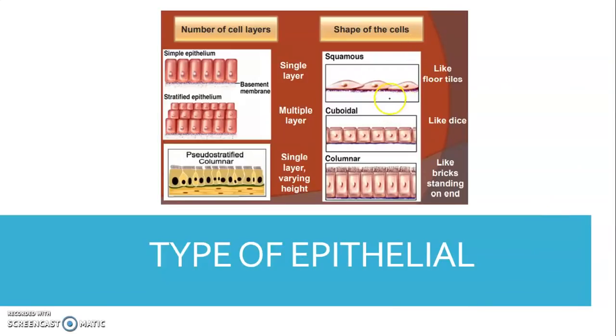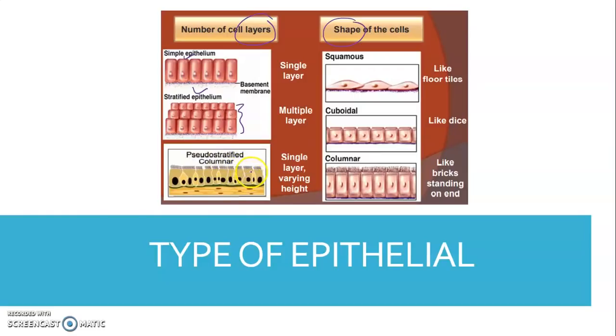And then for the epithelial types, we can base it on the cell layers and also the shape of the cells. The cell layers can be simple or stratified. Stratified means having more than one cell thickness. And then there is also a special layer, which we can call pseudostratified.